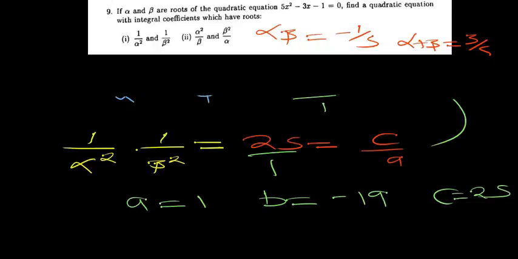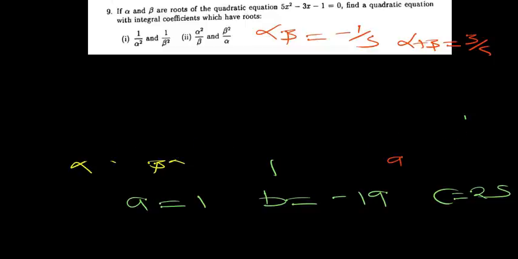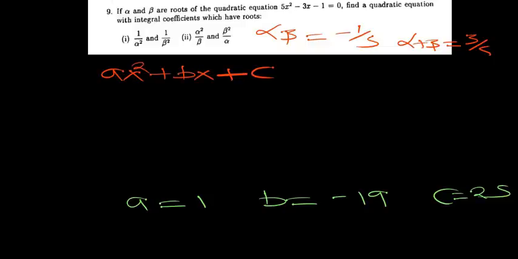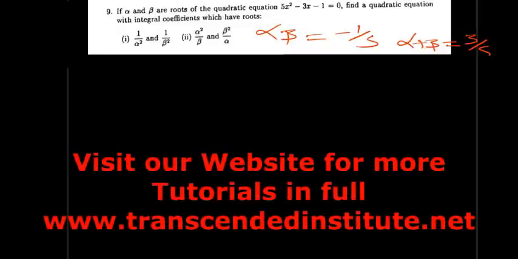So considering the form of the basic equation of a quadratic function, I believe we know it's ax squared plus bx plus c. A is 1, so x squared, bx is negative 19x, plus c, which is 25. So that's a quadratic function. Alright, so feel free to pause the video and try out the second one.